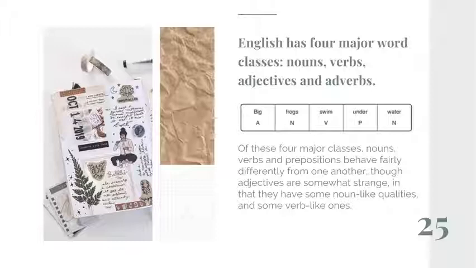Big is an adjective, frogs is a noun, swim is a verb, under is a preposition, while water is a noun too. Of these major classes, nouns, verbs, and prepositions behave fairly differently from one another, though adjectives are somewhat strange in that they have some noun-like qualities and some verb-like ones. Yeah, and that's the major word classes.